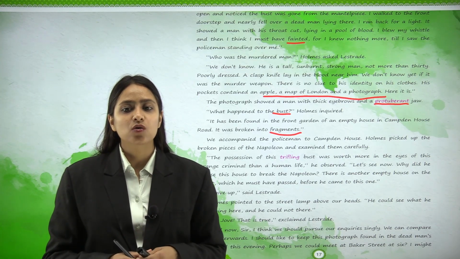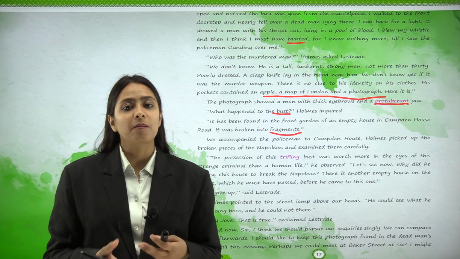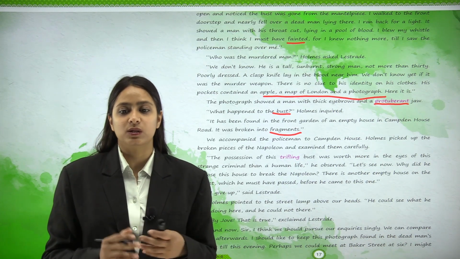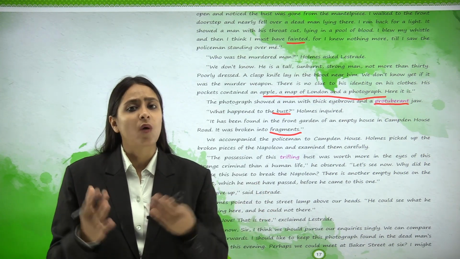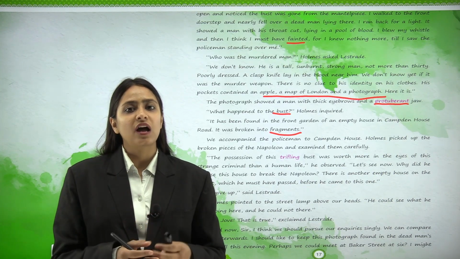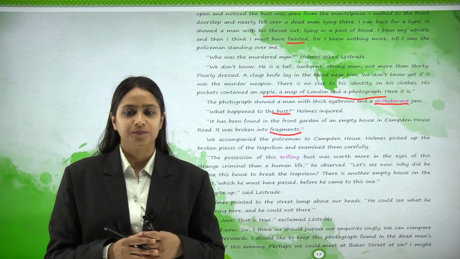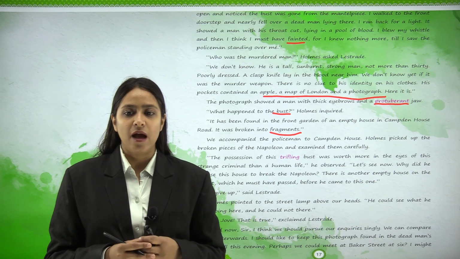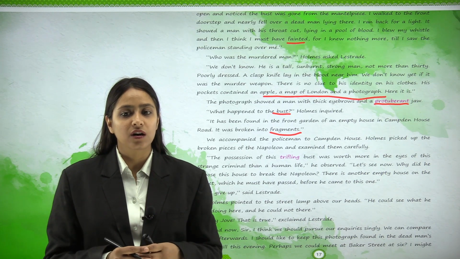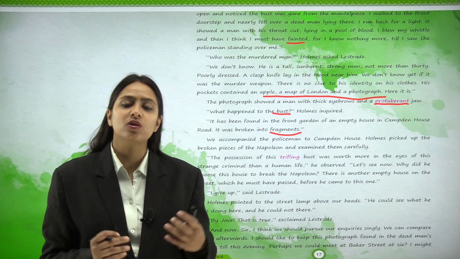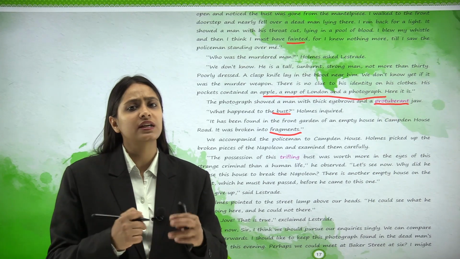"Why did he choose this house to break the Napoleon? There is another empty house on the street which he must have passed before he came to this one." "I give up," said Lestrade. So now Lestrade is very confused about why the bust of Napoleon is getting broken into fragments. Holmes pointed to the street lamp above our head. "He could see what he was doing here and he could not over there." So Lestrade asked, why didn't he go to the other house?